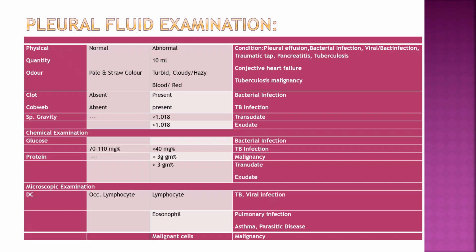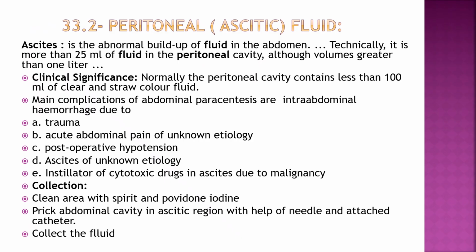Hello students, today we will see peritoneal fluid examination, or ascitic fluid examination. So what is ascites? It is an increase of fluid in the abdominal cavity, more than 25 ml or up to 1 liter. The examination of that fluid is peritoneal or ascitic fluid examination. Clinical significance: normally less than 100 ml of fluid is present, but when the fluid is increased, it is called ascites.